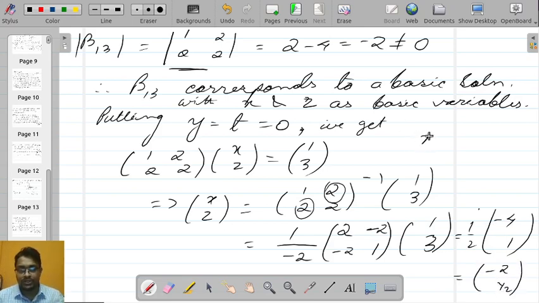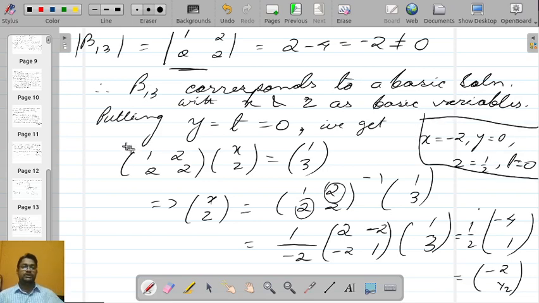So the basic solution is x equal to minus 2, y equal to 0, z equal to half, and t equal to 0. Okay, so this is a basic solution of this given system.